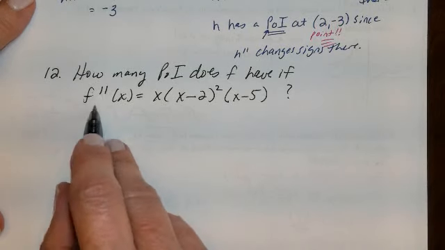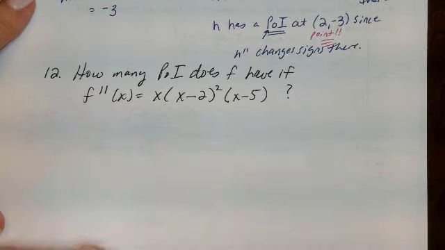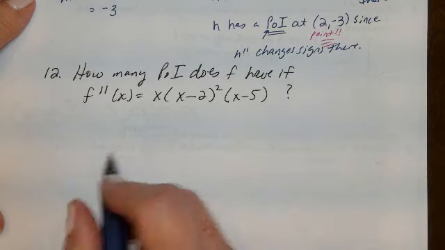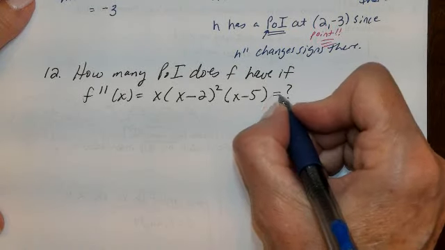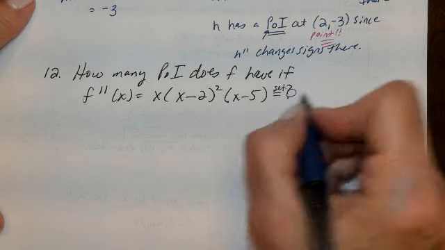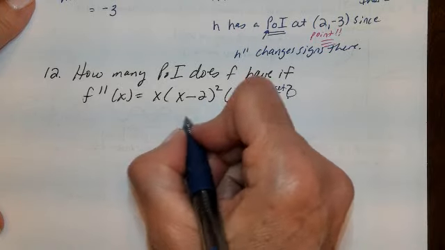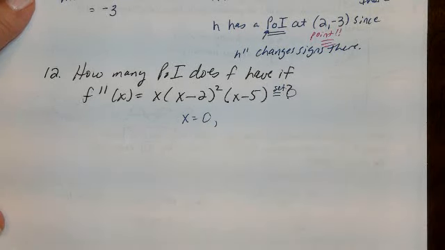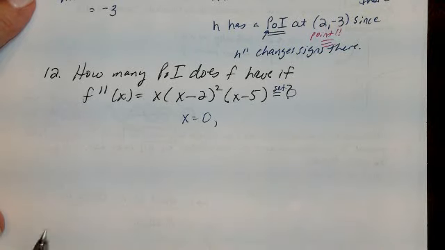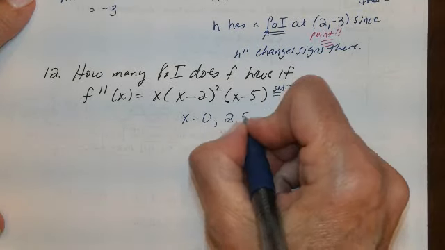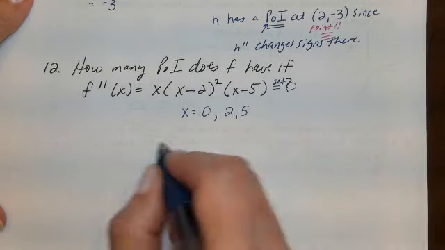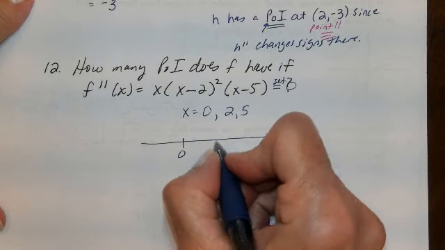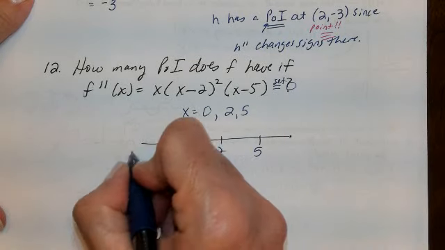So here they were kind enough to give us f double prime. We didn't have to go find it. So I can just take this, set it equal to 0. Nothing makes it undefined. I get my zeros here, so x is 0. And they factored it for me. Not only did they give me f double prime, but they also factored it for me. I love it. Those are my x values, so those go on my number line, my sign chart.